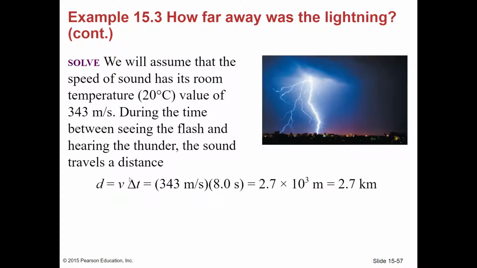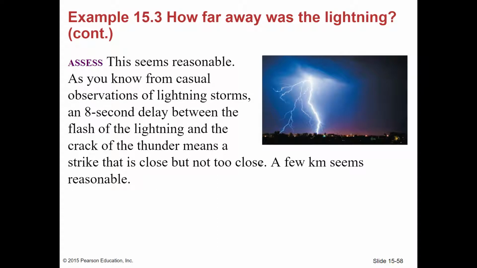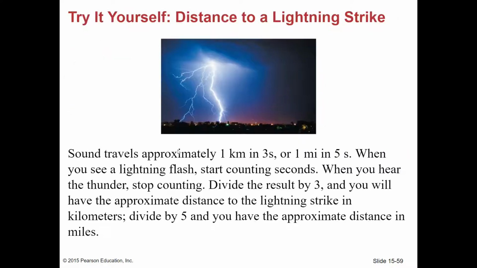So again, velocity equals distance over time, just rearranging it. Distance equals velocity times delta t. Great. So the velocity was 343 meters per second. The time was 8 seconds. So all we have to do is multiply those two together, and we get 2.7 times 10 to the 3 meters. Convert that to kilometers if you want, doesn't matter. This is fine. 2.7 kilometers. That's pretty far, and that kind of makes sense. So now you know, if there's an 8-second delay, then it's 2.7 kilometers away.